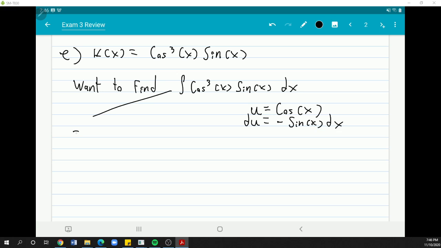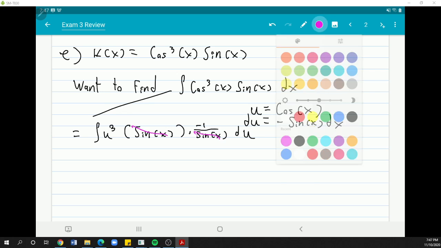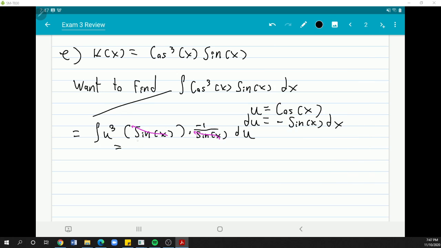So I get this guy is equal to the integral of u cubed times sine of x times minus 1 over sine of x. So the only thing I did there was I can put the minus anywhere on that and it doesn't matter. du. And if you did it right, you won't have anything with x's in it left. That's how you know you did a good u substitution. Or at least if you have x stuff left, that'll tell you you didn't do a good u substitution.